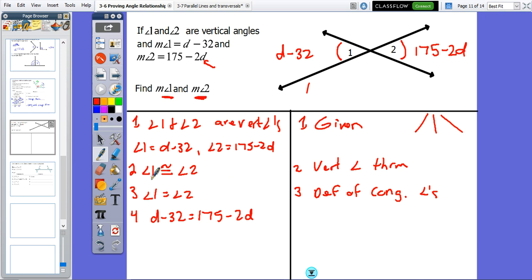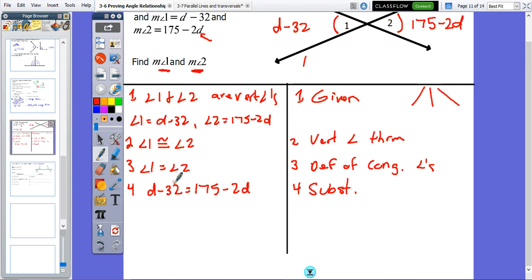Now, what did I just do? I had an angle 1, but now I have D minus 32, and I had an angle 2, and now I have a 175 minus 2D. What happened? Well, we just substituted. We substituted the information we already had in the given to create our equation. I'm going to expand this. I'm going to need a little bit of room right here. All right, so now that I have this, let's actually work the problem out.